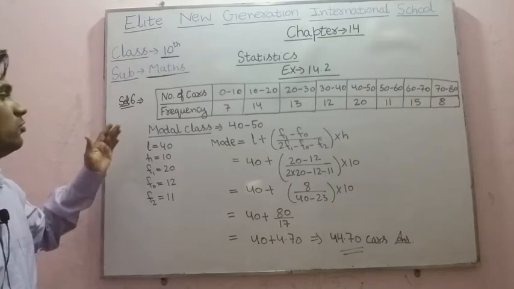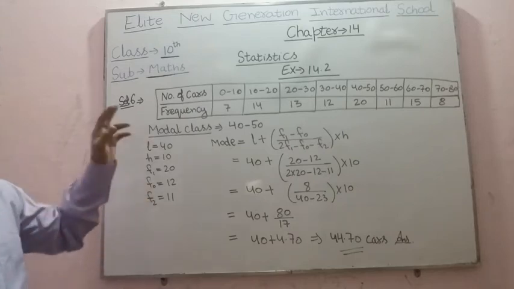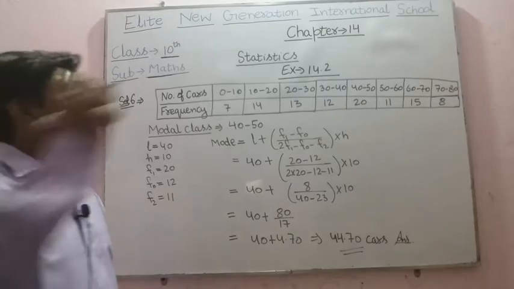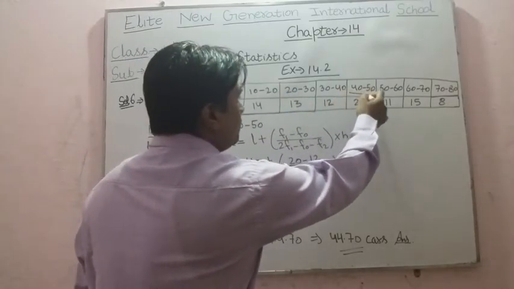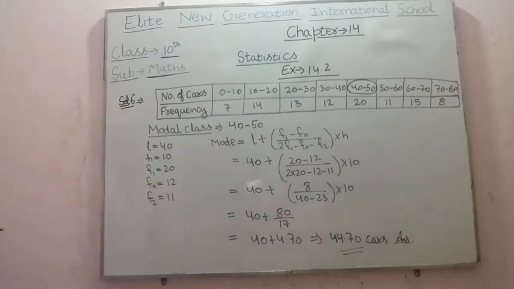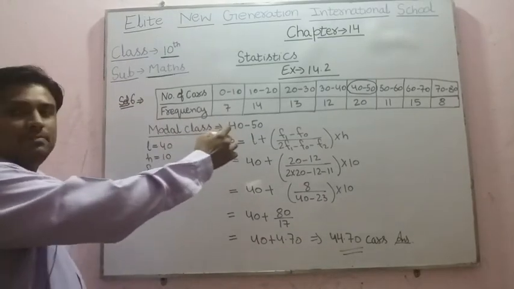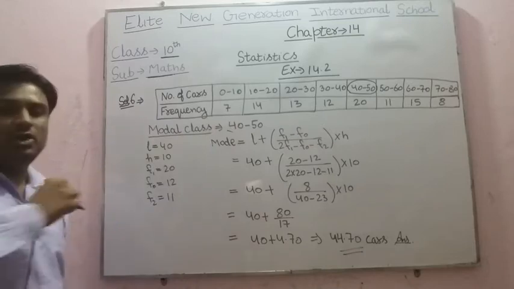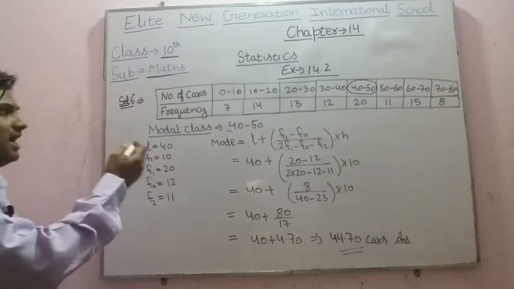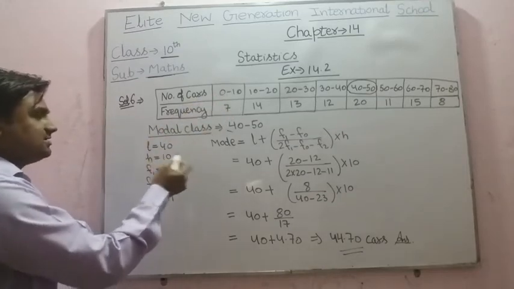So first of all we will see which is the modal class. The modal class will be the one with the highest number of observations, that is 20. So 40 to 50 will be the modal class. Its lower limit is 40, so the value of L, or lower limit, will be equal to 40. Here h, the class size, is 10.